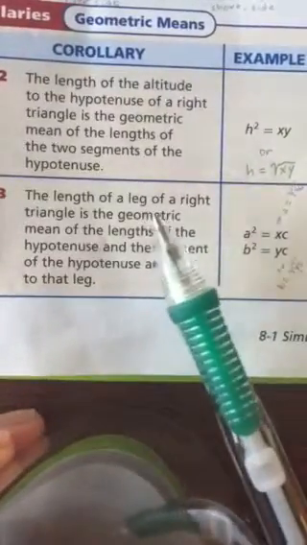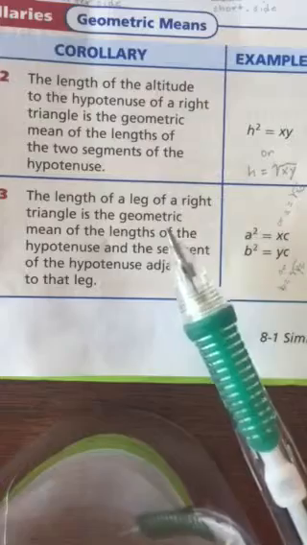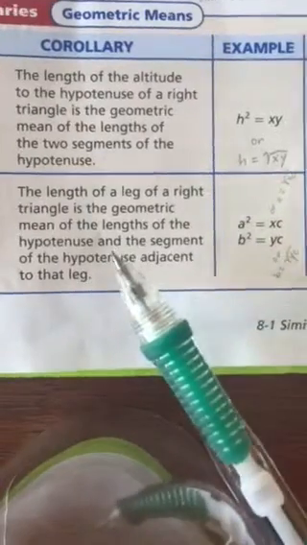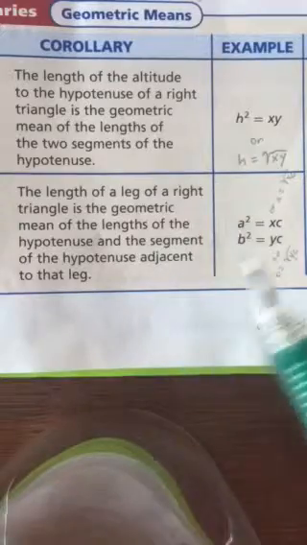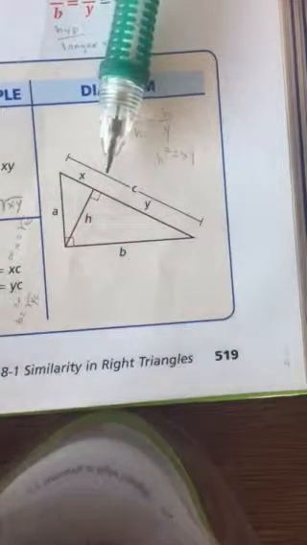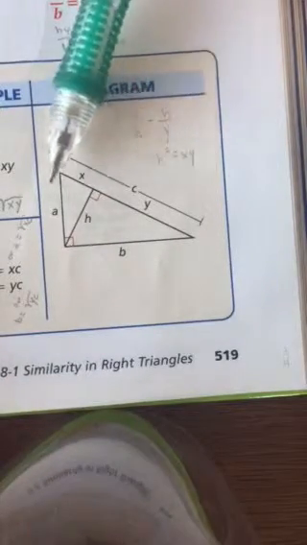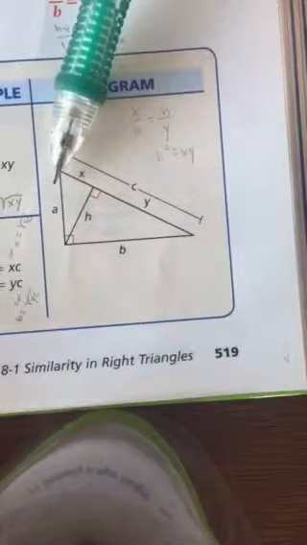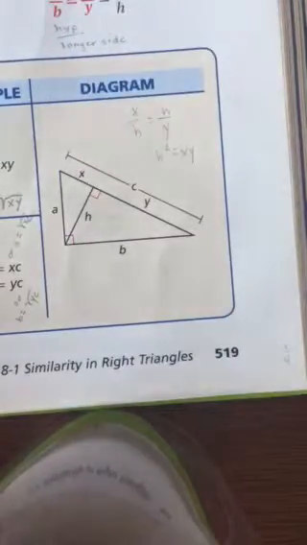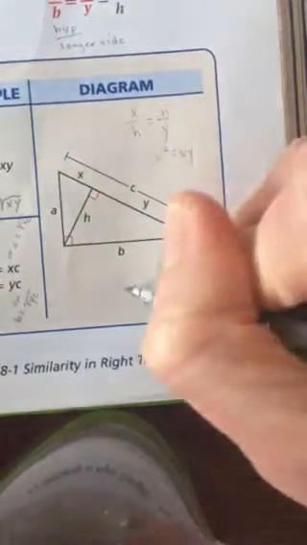The length of a leg of a right triangle is the geometric mean of the lengths of the hypotenuse and the segment of the hypotenuse adjacent to that leg. All right, I'm going to let you look at the diagram again while we read through that again to make sense of it. The length of the leg of a triangle, so let's say we're looking at the big triangle and let's look at leg a. The length of the leg of a right triangle is the geometric mean, so let's set that up.